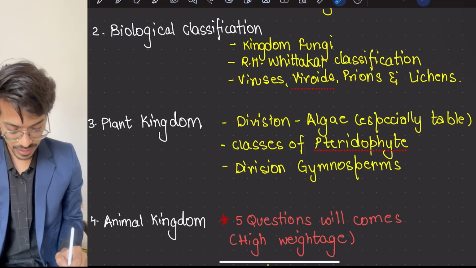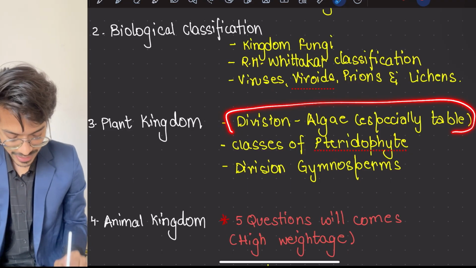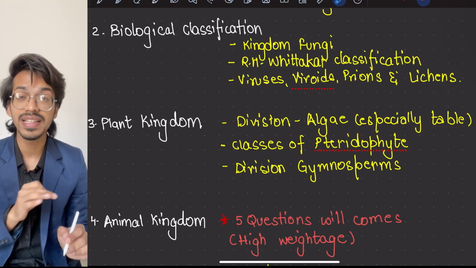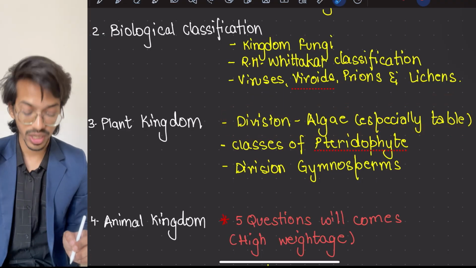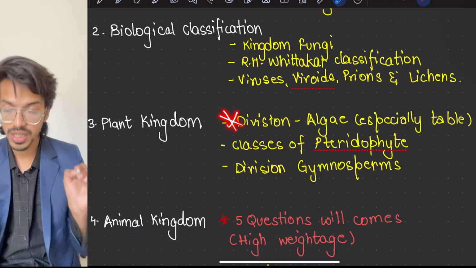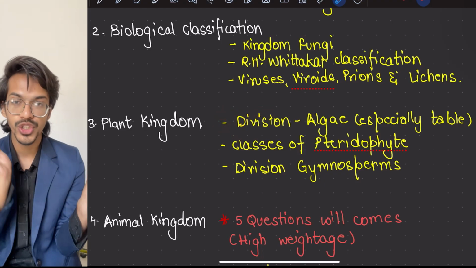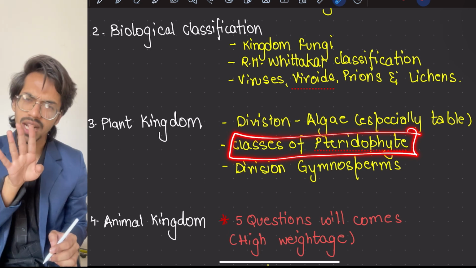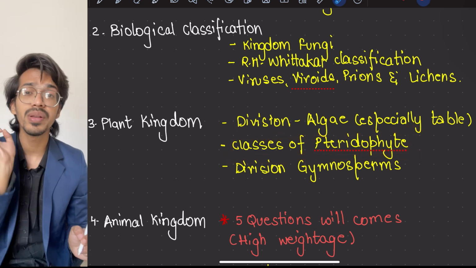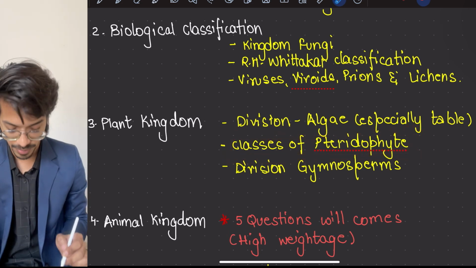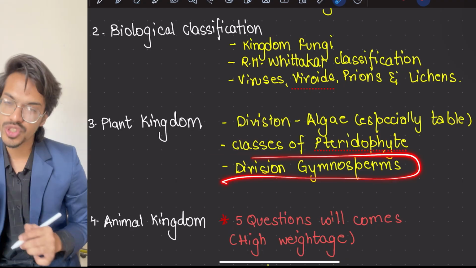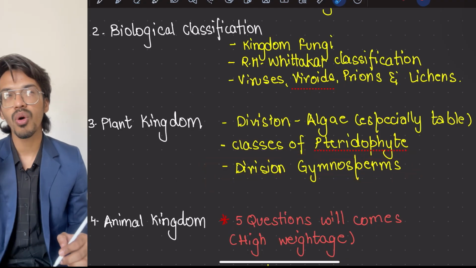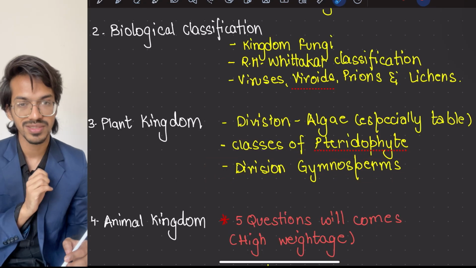Then the Plant Kingdom. In Plant Kingdom, division Algae, one question is definitely going to come, 100% a question will come from algae, sure 4 marks. Then classes of pteridophytes, 4 classes of pteridophytes are given to you, a match the following kind of question will come from here. Then the division of gymnosperms, a statement based question, or the difference between cycas and pinus will be coming over there.